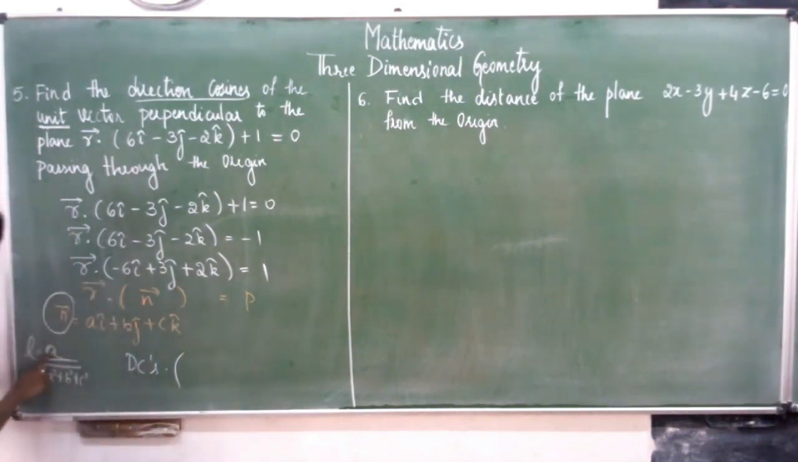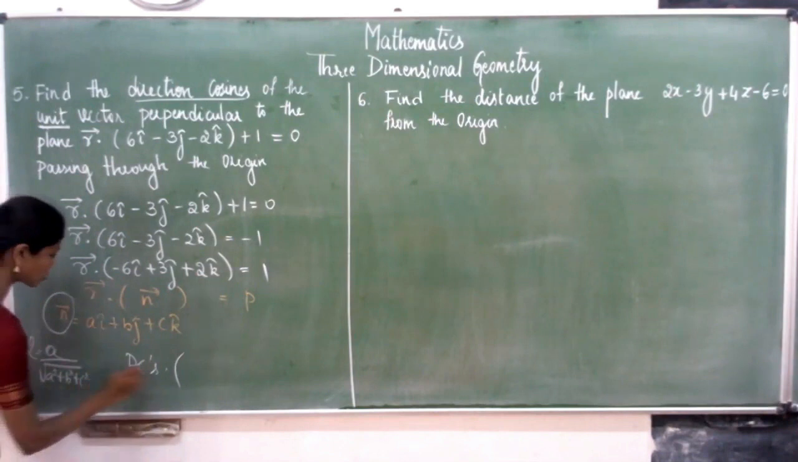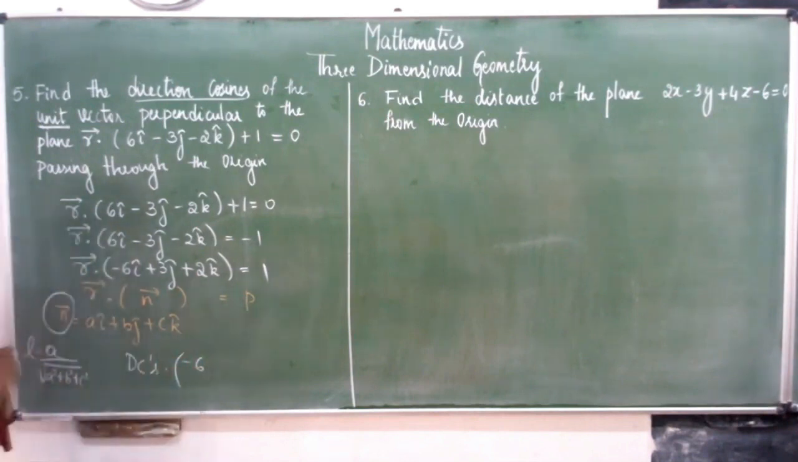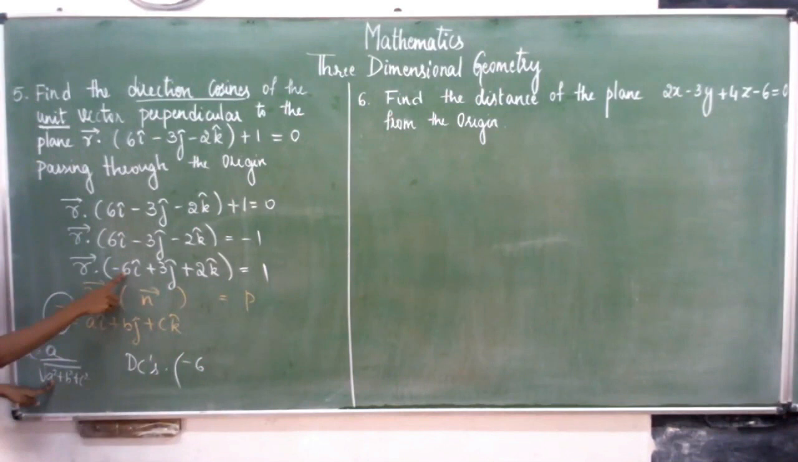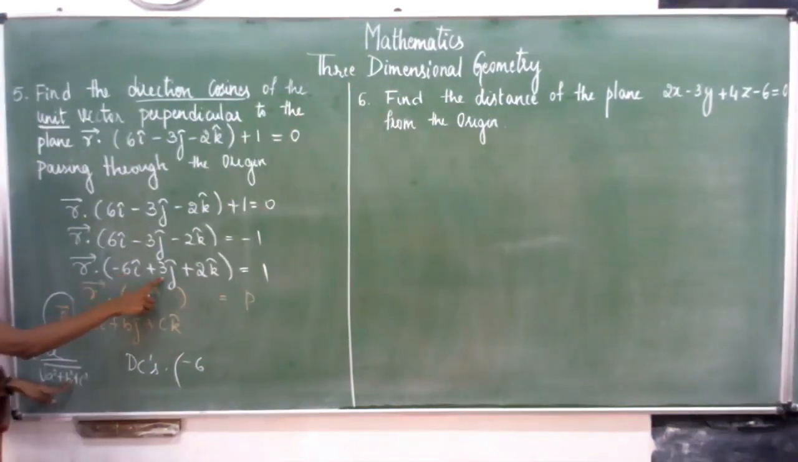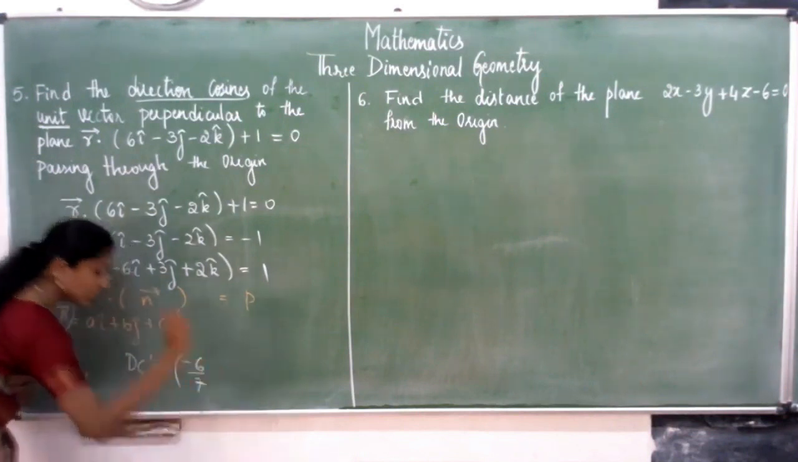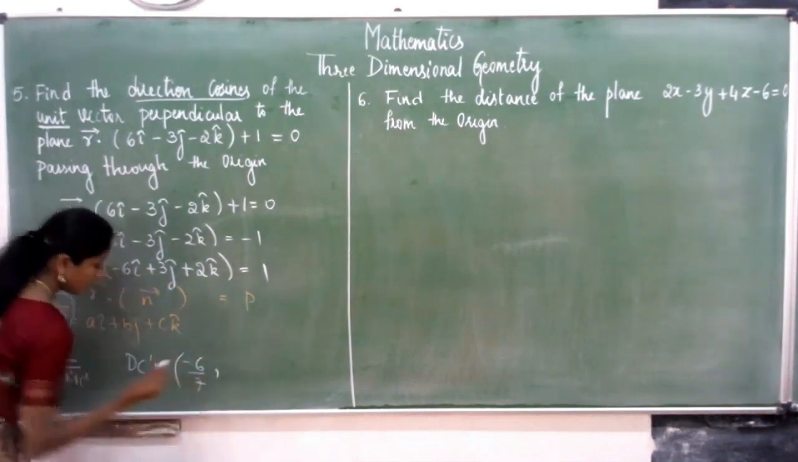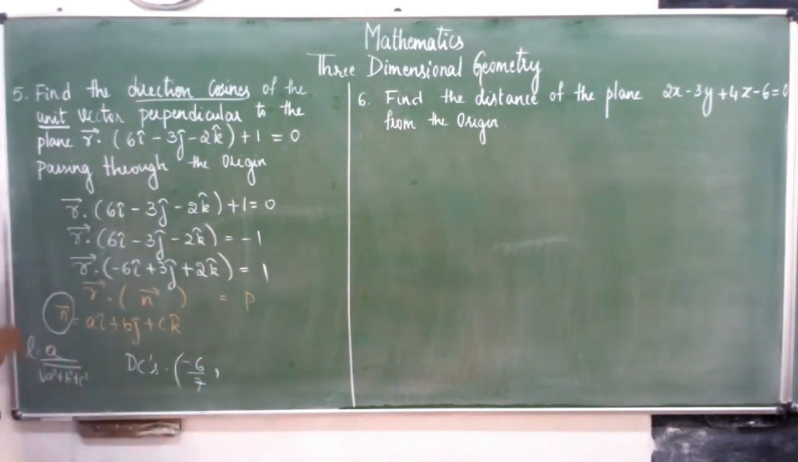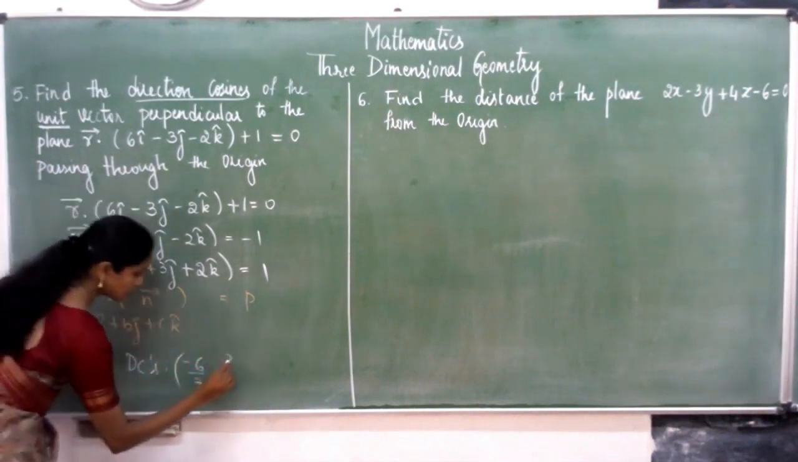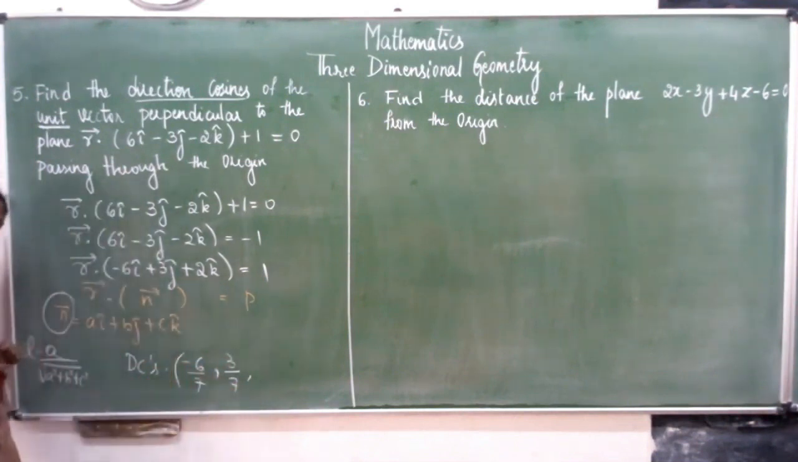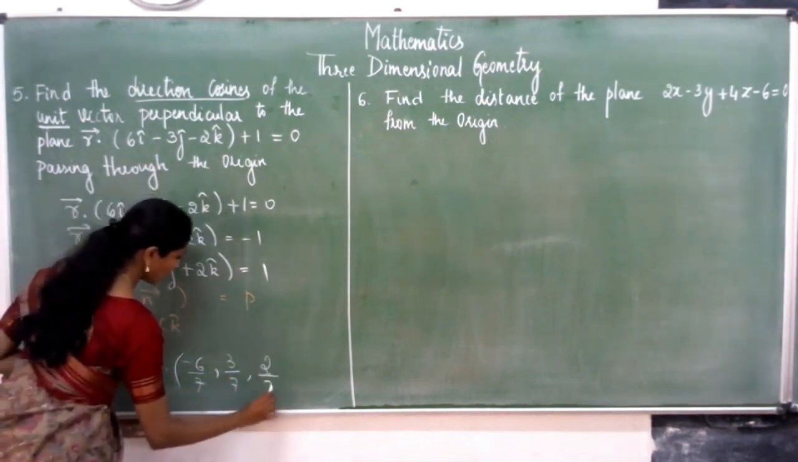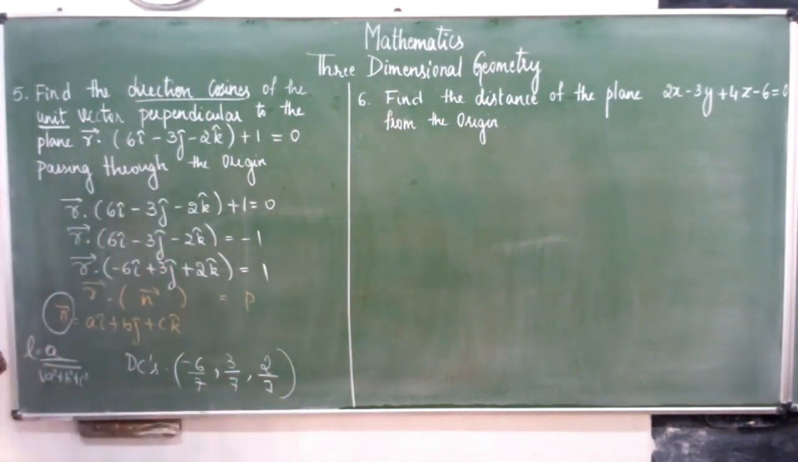Therefore, first it will be a by root of a square plus b square plus c square, where a is minus 6, divided by root of 6 square which is 36, plus 3 square which is 9, plus 2 square which is 4. Therefore, it will be root 49, which is nothing but 7. Then next it will be b by root of a square plus b square plus c square, which is 3 by 7, and c by root of a square plus b square plus c square, which is 2 by 7. Therefore, these are the direction cosines for the given problem.